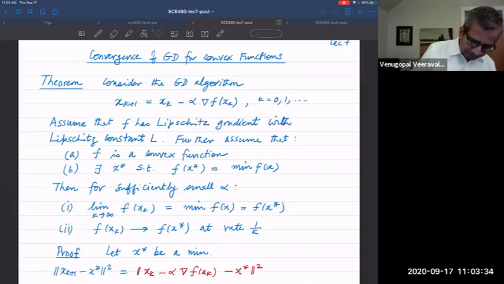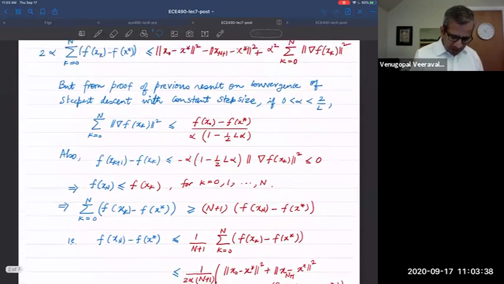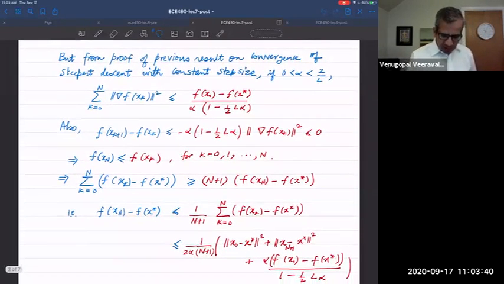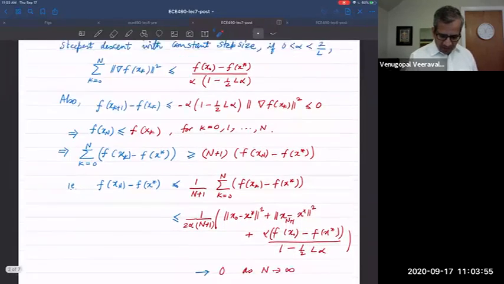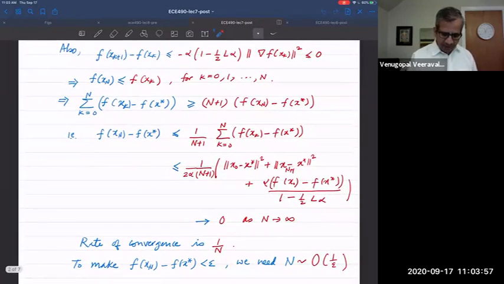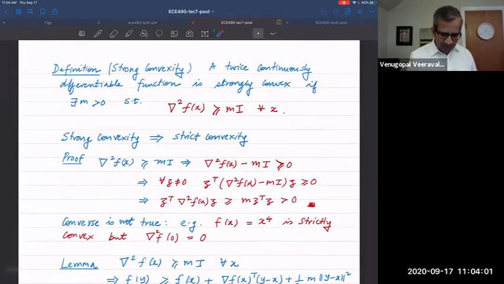Then we went on to, again, the condition remains the same, that alpha has to be between 0 and 2 over L. So that's the condition that we had before. But the additional thing you get with convexity is that you get convergence, and you get a rate of convergence, 1 over k.